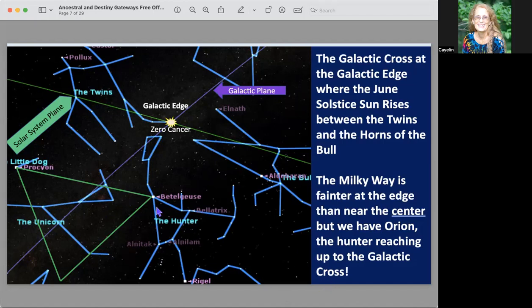The other thing to notice is that the hunter, also known as Orion's hand, reaches right up to the galactic cross, where the sun is at 0 Cancer, representing the June solstice. That's summer solstice in the northern hemisphere, and winter solstice in the southern hemisphere. But it reaches right up and holds the sun in his hand at this time. And that can only happen at a great turning of an age, which of course we're at. Another story for another time.